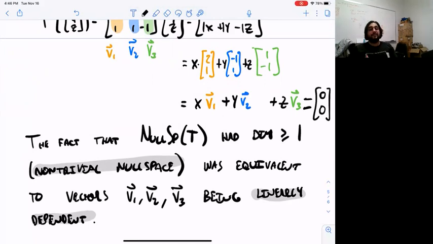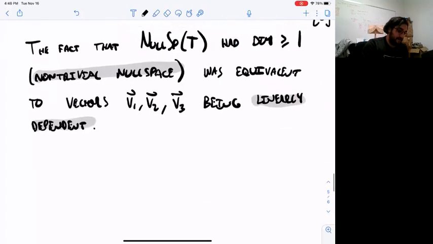So linear transformation T, represented as matrix multiplication, take the column vectors of that transformation, those are linearly dependent if and only if T has a non-trivial null space, right? And conversely, it goes the other way too, right? Conversely, this is always true.